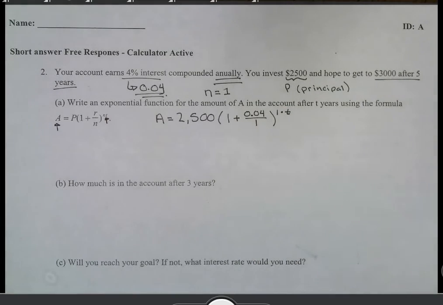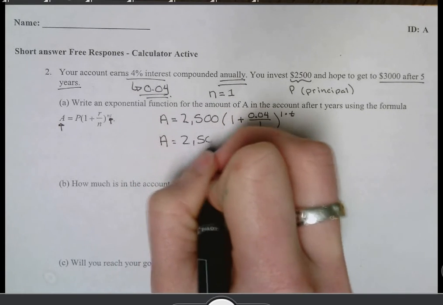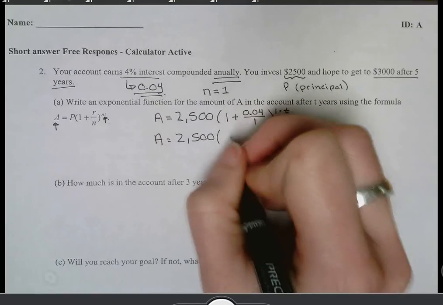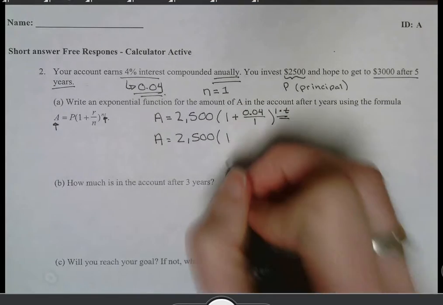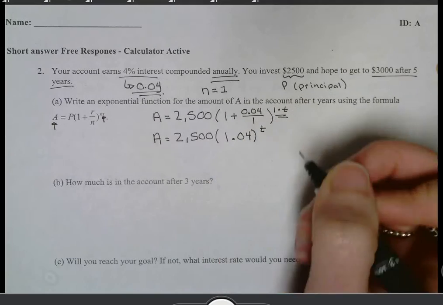So if I simplify this down, we're going to have A is equal to 2,500. Remember, I can't multiply that through because of this exponent. 1 plus 0.04, so 1.04, all raised to the t.